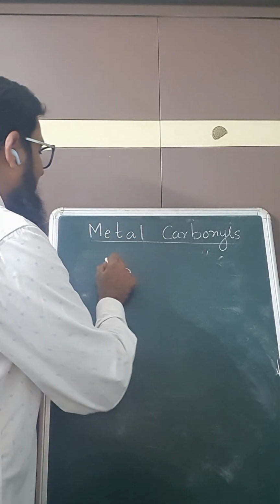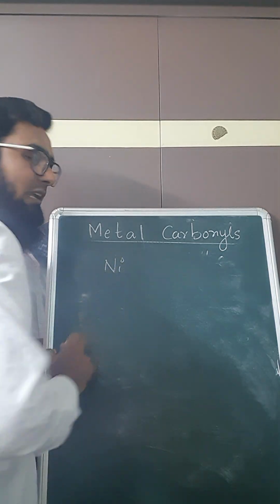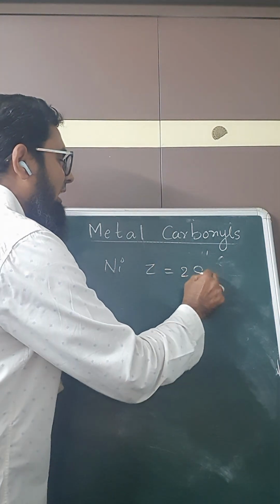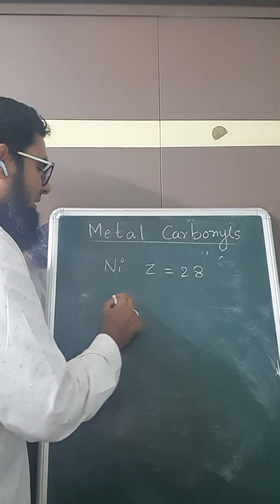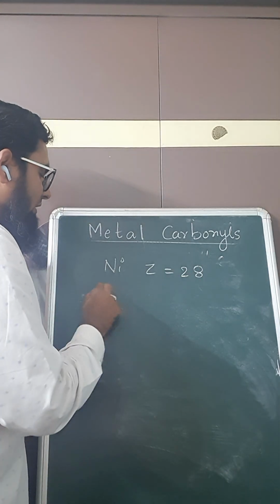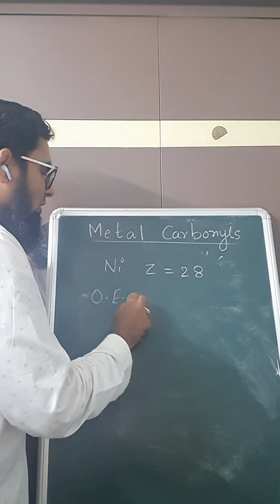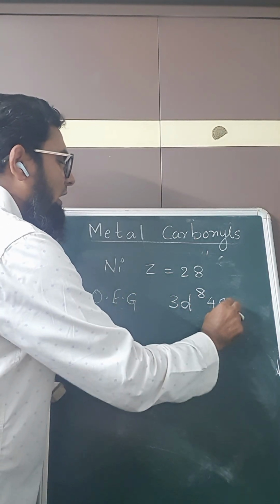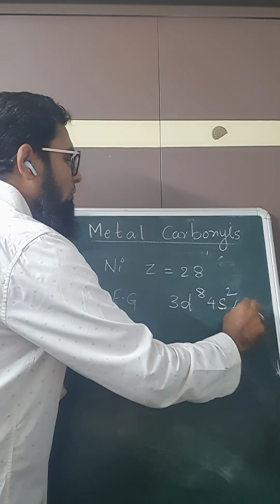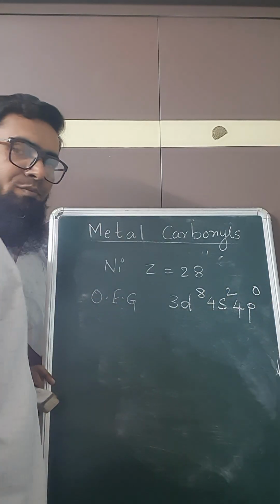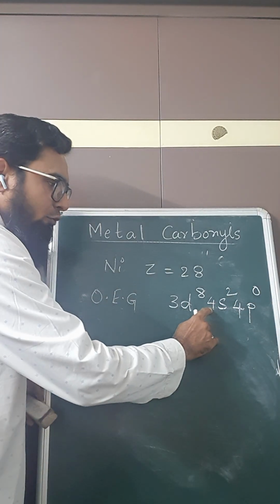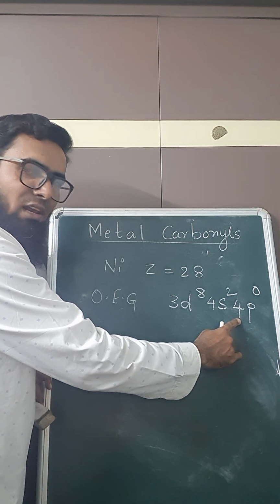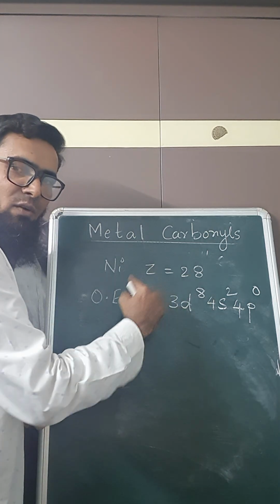So if you take nickel in the nickel tetracarbonyl complex, the nickel atomic number is 28 and its outer electronic configuration is 3d8 4s2 4p0. Now you know that the fourth shell is the valence shell, the last shell. The third shell is the last but one shell.